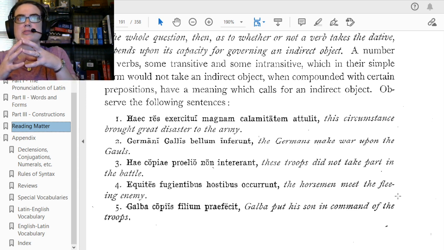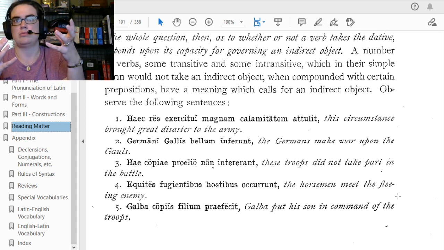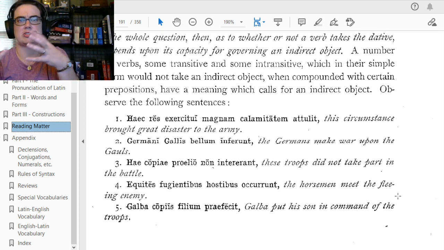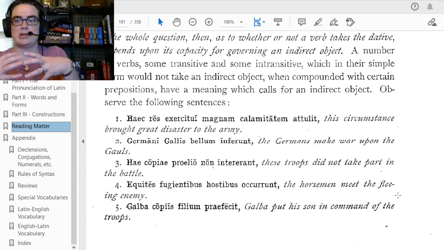So let's look at these examples. Haec cures exercitui magnam calamitatem attulit. So this thing brought great destruction to the army. Okay. Well, that's an accusative and then a direct object. That makes sense. That's not weird. The Germans brought war to the Gauls. Okay. These troops did not take part in the battle. Another way that you could say number 3, these troops did not enter into the battle. So it sounds like it might be the accusative, but it's a compound verb, so it takes a dative as an object.